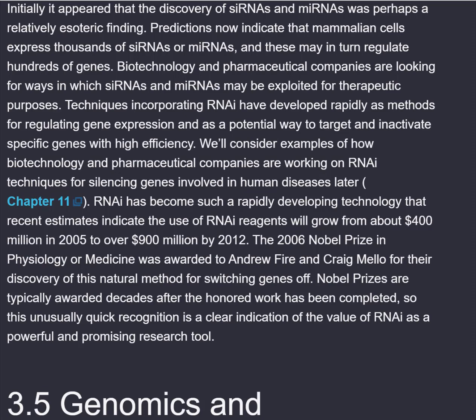The 2006 Nobel Prize in Physiology or Medicine was awarded to Andrew Fire and Craig Mello for their discovery of this natural method for switching genes off. Nobel Prizes are typically awarded decades after the honored work has been completed, so this unusually quick recognition is a clear indication of the value of RNAi as a powerful and promising research tool.